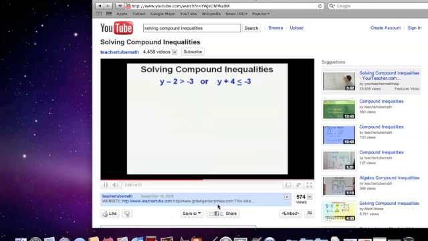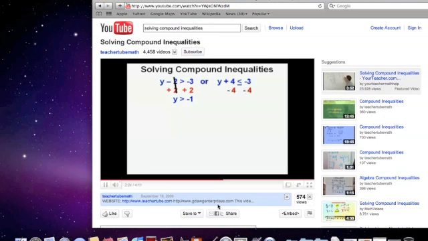Let's look at this "or" compound inequality. It really is two separate problems that will be graphed on a single number line or even on a coordinate plane. To solve the left one first, we add 2 to both sides, and we cancel on the left, so we bring down the result, and that would be y is greater than -1.